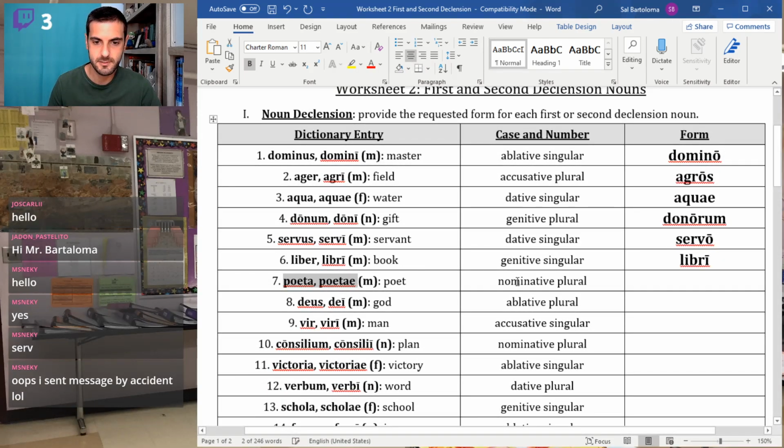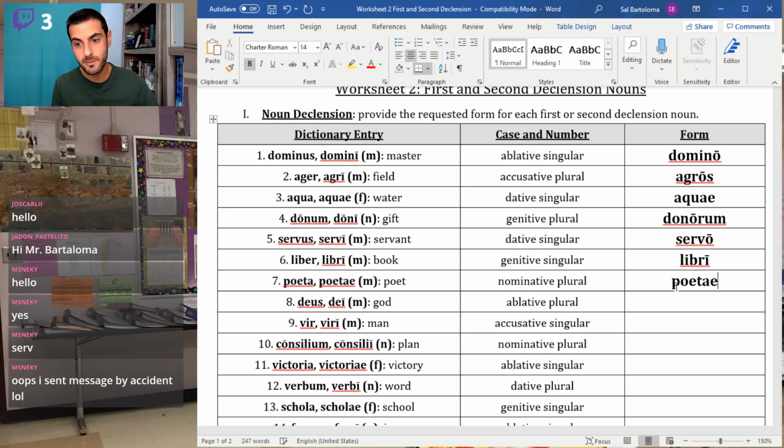Poeta. This is first declension, right? We want nominative plural. Be very careful. This is not the nominative plural. This is the genitive singular. But it also happens to be the nominative plural for this declension. So don't be fooled into thinking that that second form is plural. It's not. It's actually genitive singular, but in some declensions, it's also the nominative plural. So for poeta, we have our stem poet, right? That's easy enough. And then we add our AE to make it nominative plural.